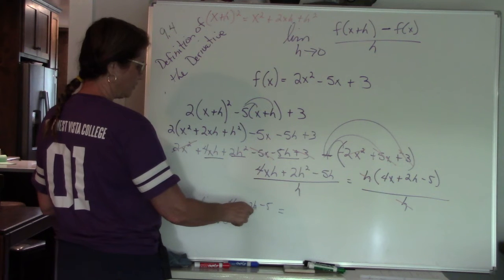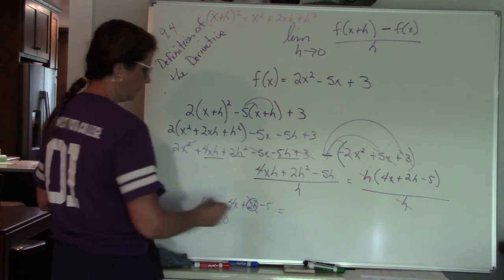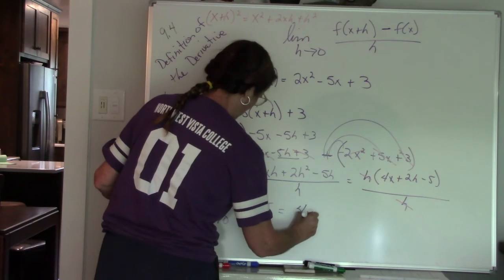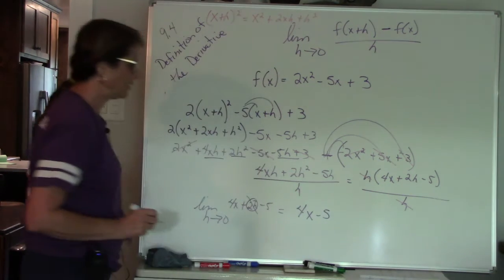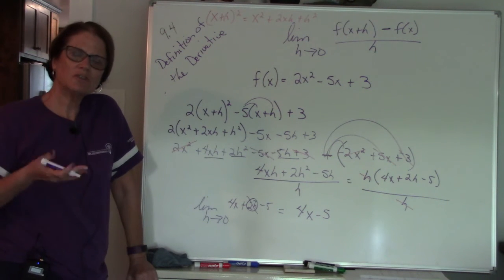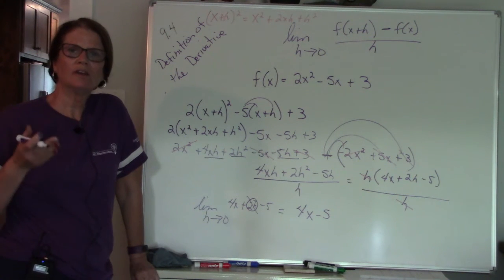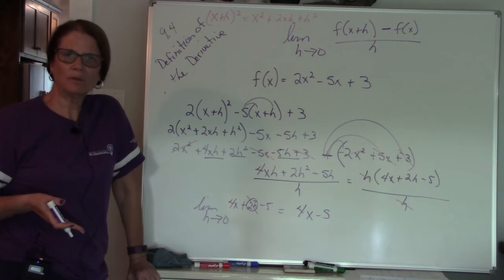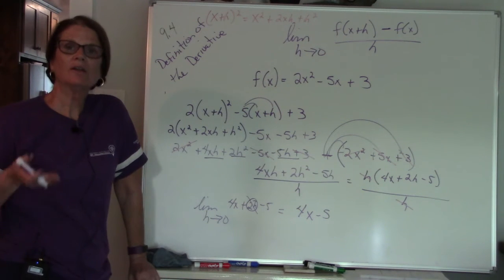So when I plug 0 into here, this all becomes 0, so it cancels out. So the limit is 4x minus 5. Now, what did you just find? This is where you have to remember what you're doing. You just found the derivative. What's the derivative? The slope.